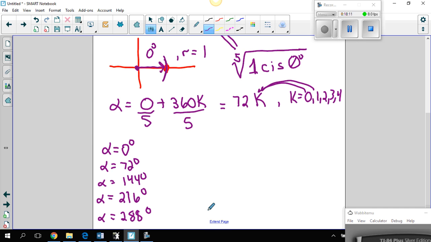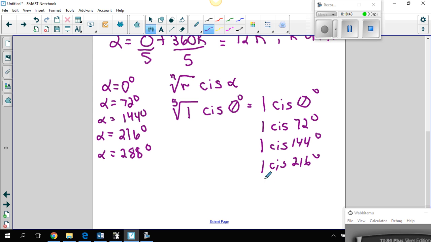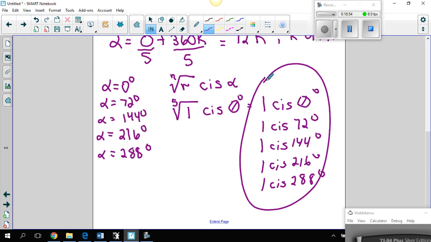Now, we know that the solution is the nth root of r CIS alpha, which is the 5th root of 1 CIS 0, which by the way is 1 CIS 0 degrees, 1 CIS 72 degrees, and so on, and then you just convert them.